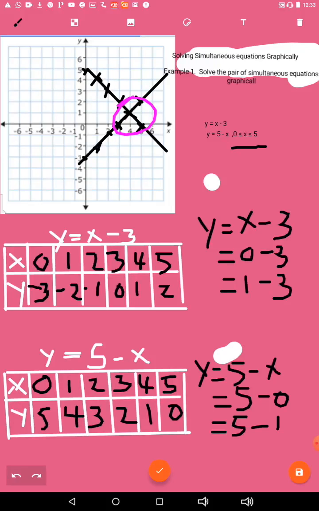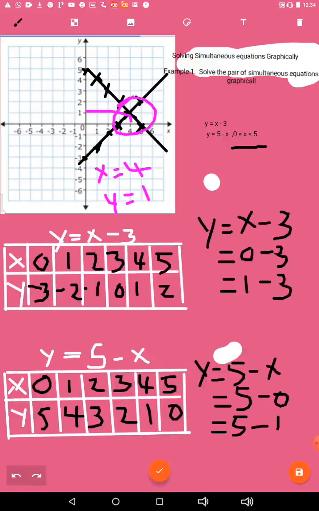So we're going to go down to the x-axis and read off the x value. Then we're going across to the y-axis to read off the y value. So as you can see, the value for x is 4 and the value for y, so x is 4 and y is equal to 1.